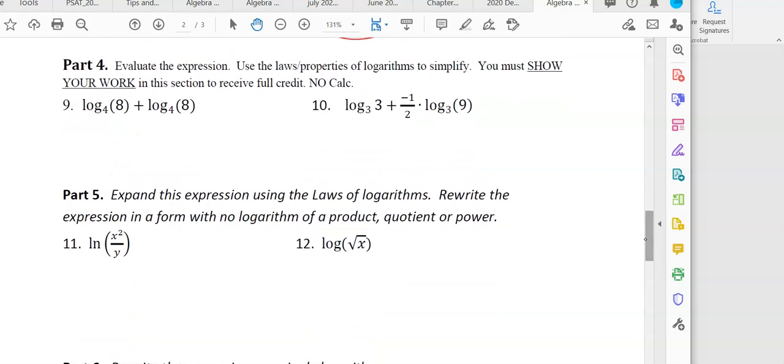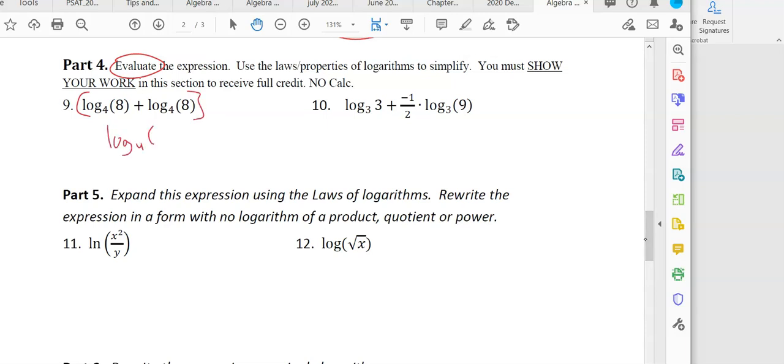Evaluate. So when it says evaluate, I want to see your work, and you want to show the steps, but you want to solve it. It should work out, hopefully, pretty nicely. I don't know log 4 of 8, but if I push that together, compress it into one logarithm, it might actually not be too bad.